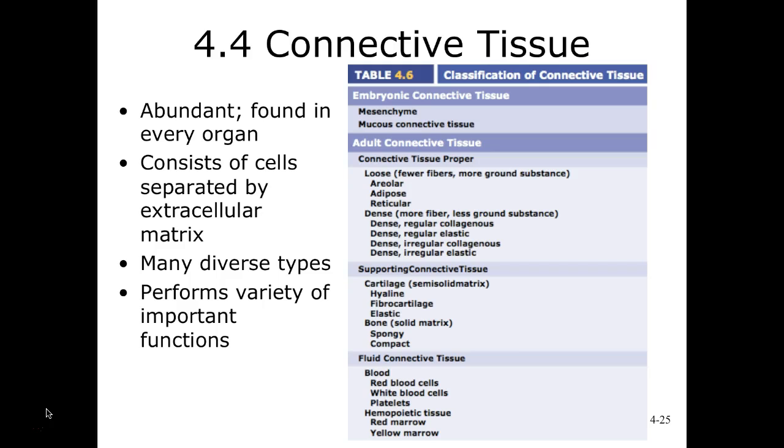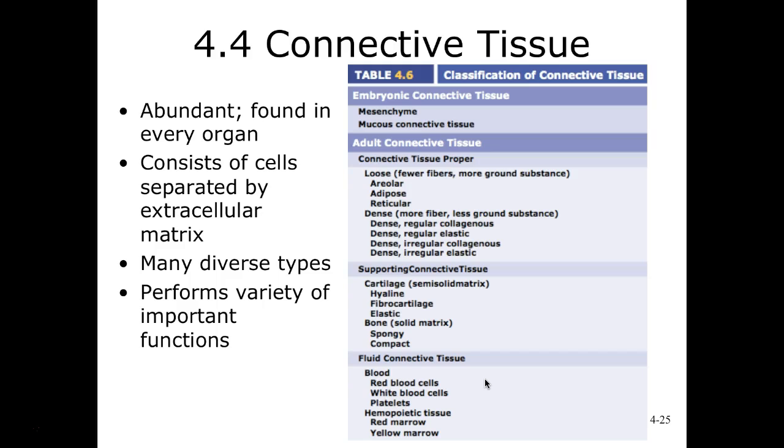So our connective tissue is very abundant. It's found all throughout our body in every single organ, and it's going to consist of cells that are separated by an extracellular matrix. We have a ton of diverse types, which you can tell just by looking at this list of all of our different connective tissue throughout our body. So we'll venture into each specific type and some of the cells and extracellular matrix that we have in here.